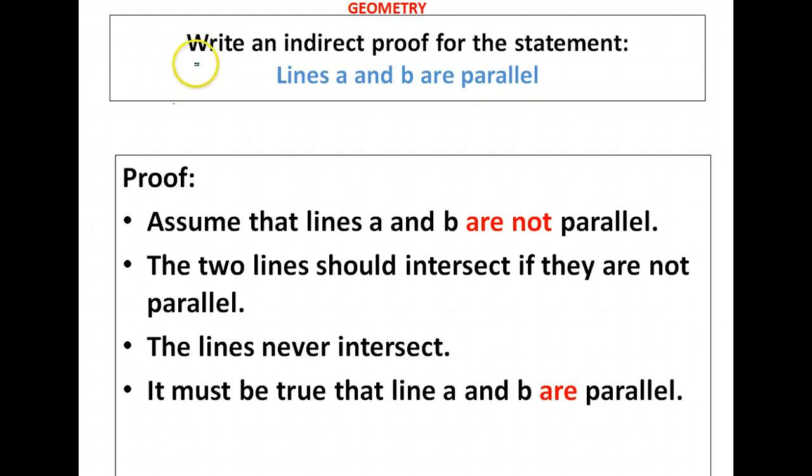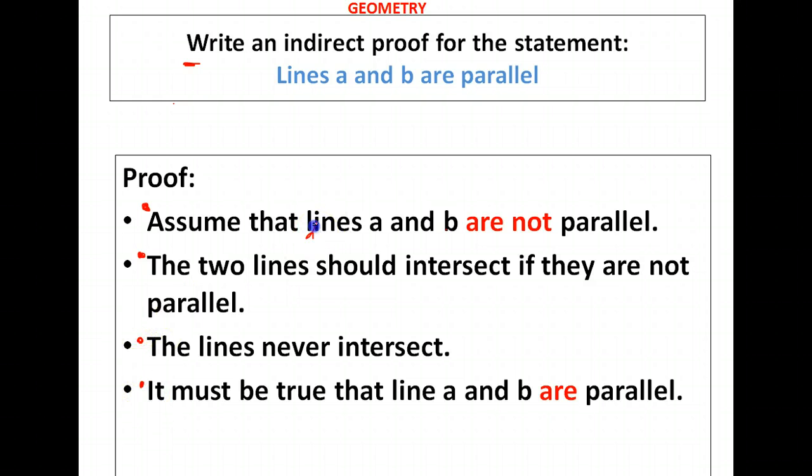So here's another example. If you wanted to prove that two lines were parallel, the first thing you do is say, assume they're not parallel. This is an indirect proof. Then you say, well, the two lines should intersect if they're not parallel, right? If they're not parallel lines, they should cross. We're going to assume they're in the same plane. Then you look and the lines never intersect. So that proves that they must be parallel.